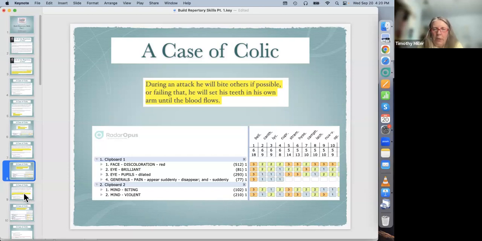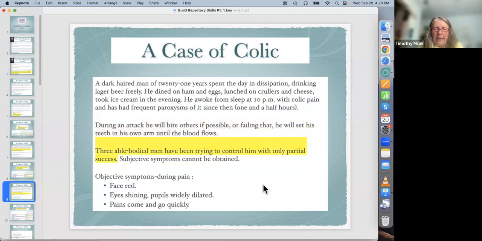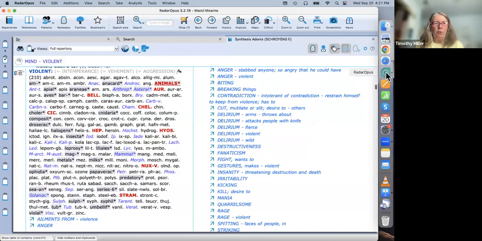And let's move on. There's one more thing we want to do with this case. Three able-bodied men have been trying to control him with only partial success. In a way, I was using that artistic mind, if you will, that Kent mentioned when I thought about using the violent rubric here. It's not just that he's biting, but he's a strong man and violent, only people are not able to control him with any success. So I thought it would be nice to be able to characterize this symptom as well. So let's go to our radar program.